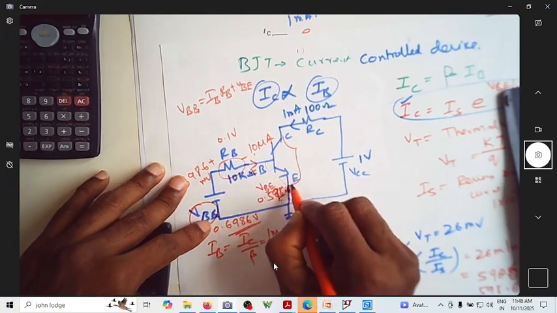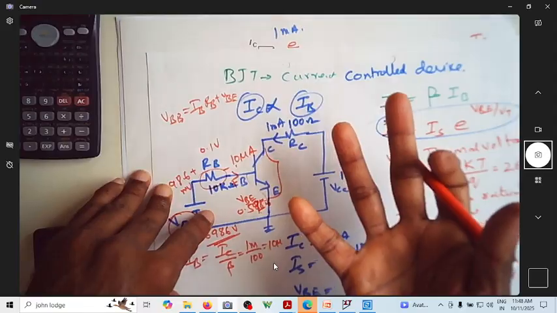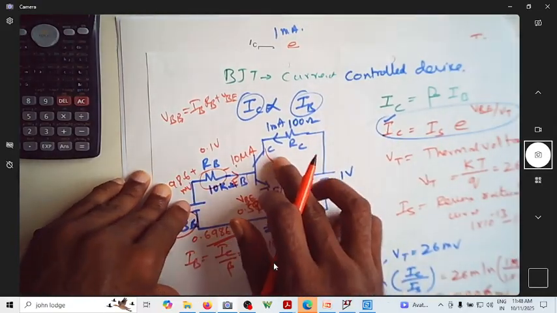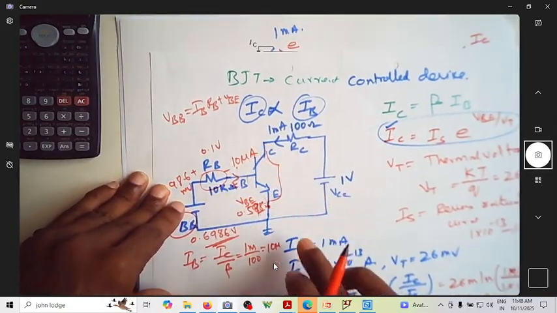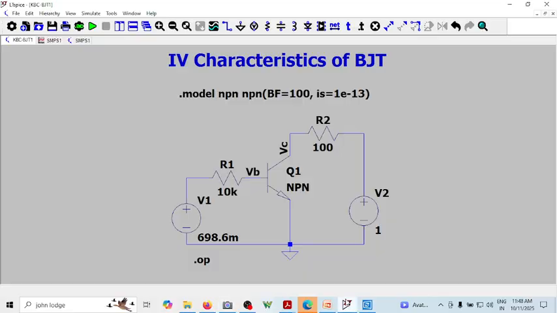And let us try to see what this voltage drop is. If this voltage drop is more than 0.2, then this BJT will be operating in the active region. So let us go here. You see I'm having the same voltage, 698.6 millivolts. I'm having it as 10k here. This is 100 ohm. See the beta factor, whatever we assumed, we are writing it in a .model file.